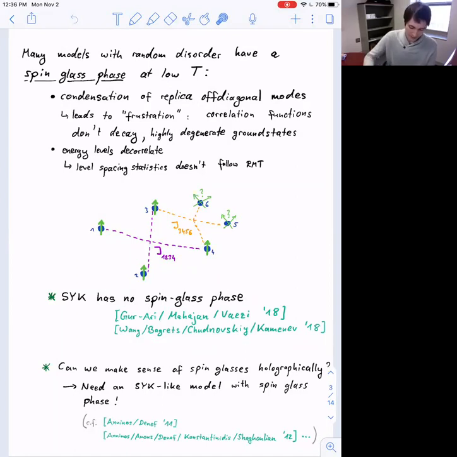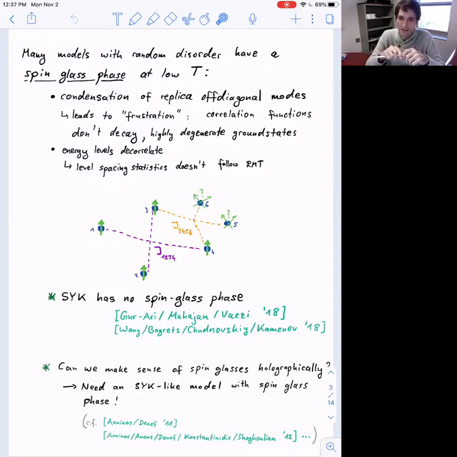So what is a spin glass phase? Here's a more technical definition that I'll make more precise later: there's some condensation of replica off-diagonal modes. What this means is that as you cool down, the system dynamically slows down over a large range of orders of magnitude. It becomes very viscous and relaxation times become very large, and correlation functions in the system essentially freeze in.